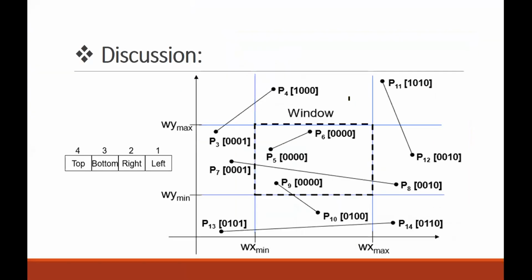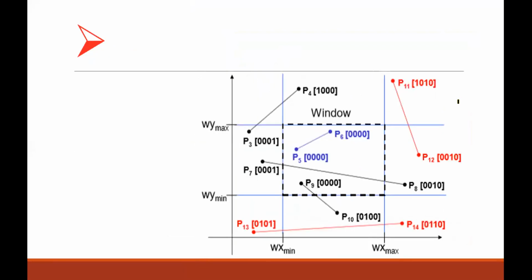So let's discuss a few of the lines as an example, so that we can clear our concept more. Let's first discuss P5 and P6. When we use our algorithm, we first check whether the region codes assigned to our endpoints are 0000 or not. If they are 0000, that means the line is lying inside our window, this dashed rectangular region, and hence the line would be completely accepted.